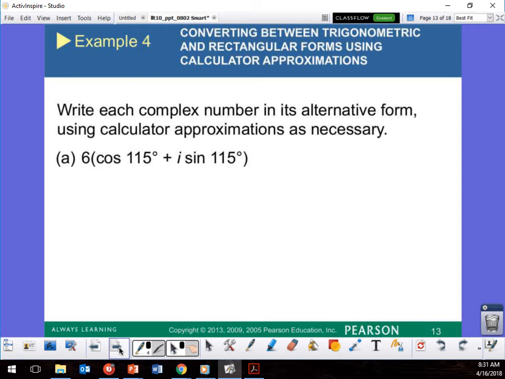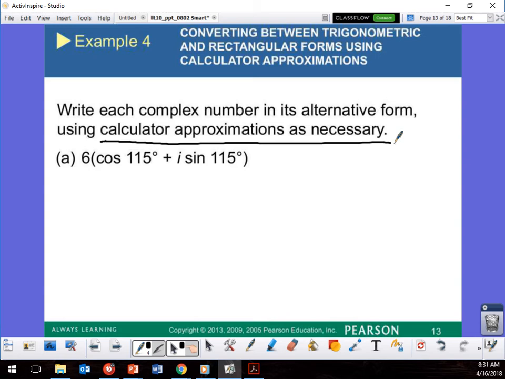I'm still going to go over this one because this one is on the test. Write each complex number in its alternative form using calculator approximations as necessary. This is what we did back in example 1. Is 115 on my unit circle? No, it's not. Then use calculator approximation when necessary. What form is this? CIS, right? Yeah, so this is CIS.